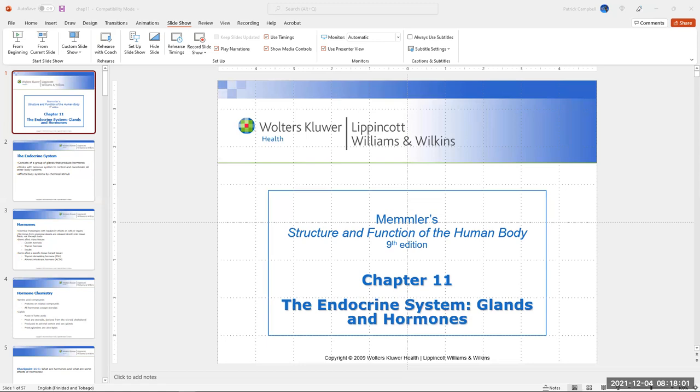So collectively, approximately, when we look at the breakdown of one glucose, 38 ATP is generated at the level of both aerobic and anaerobic respiration within the cytoplasm of the cell and also within the mitochondria. We'll look at that in a little more detail once we finish looking at the endocrine system. So let's start off with the endocrine system, shall we?